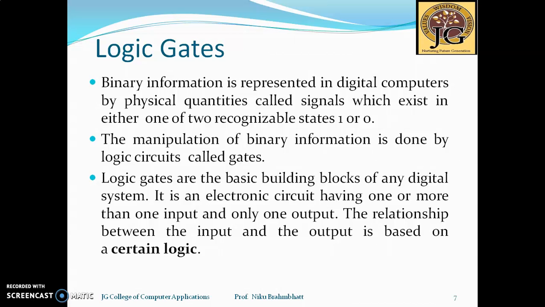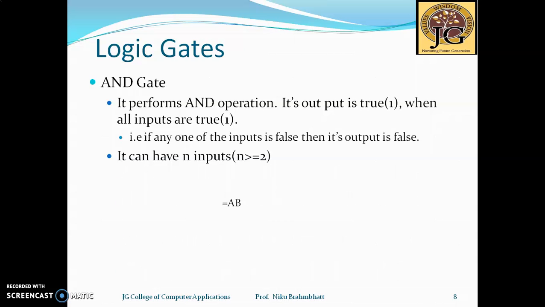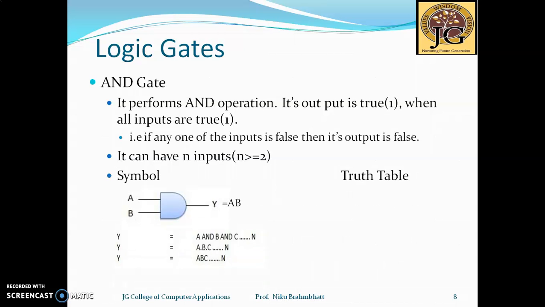It is an electronic circuit having one or more inputs and only one output. The relationship between the input and output is based on certain logic. Let us discuss some logic gates. So first, this is the AND gate.